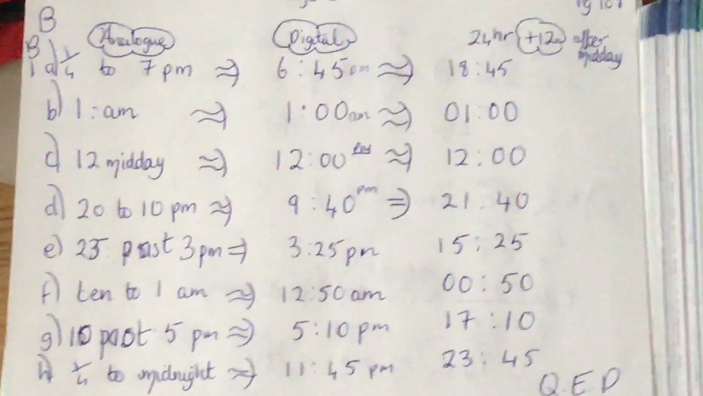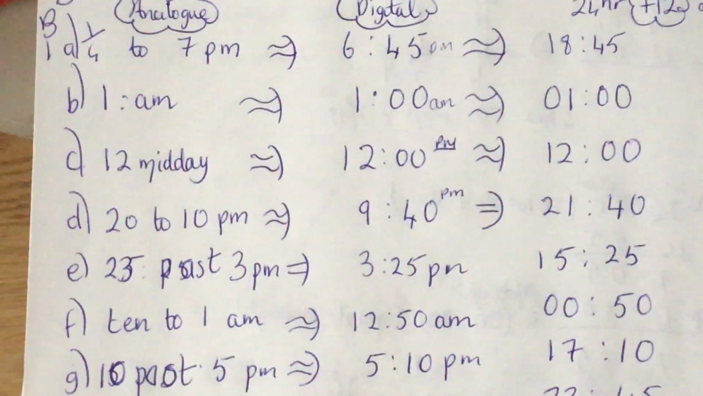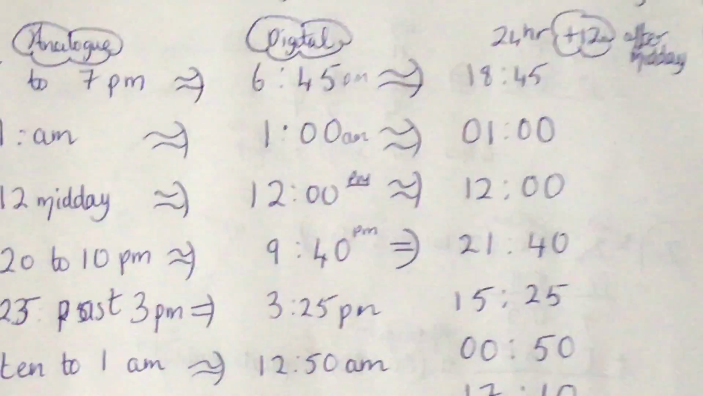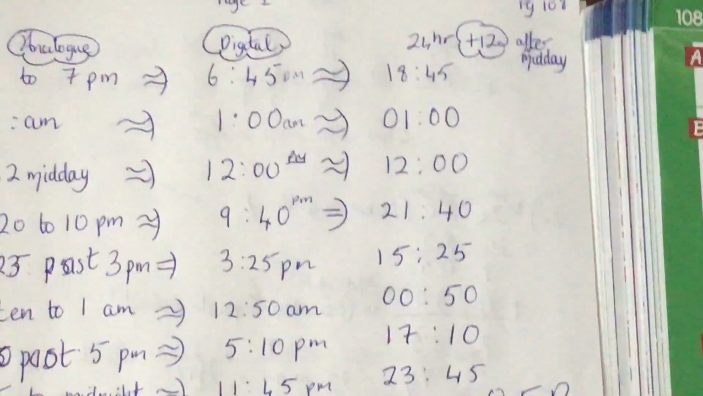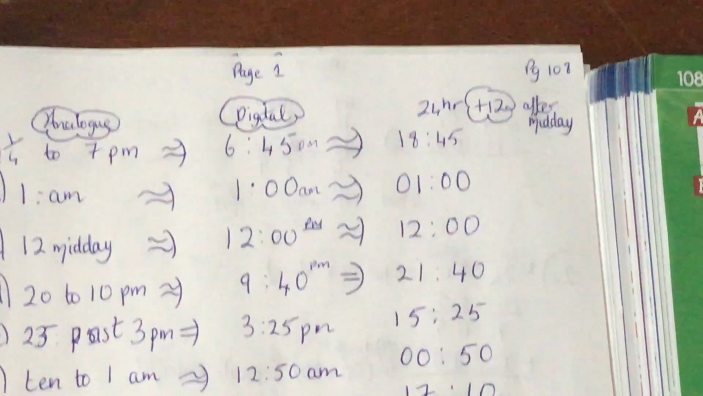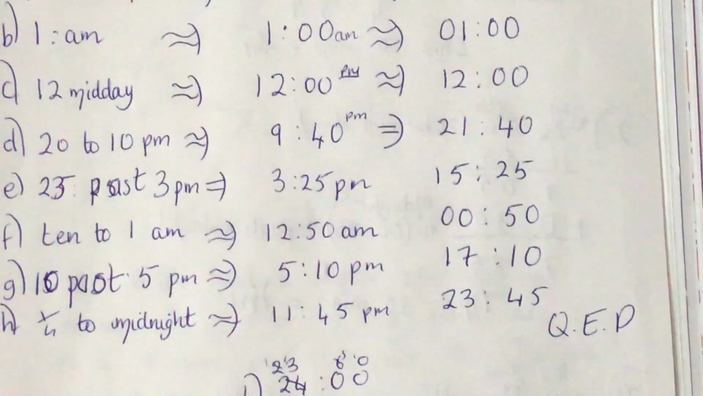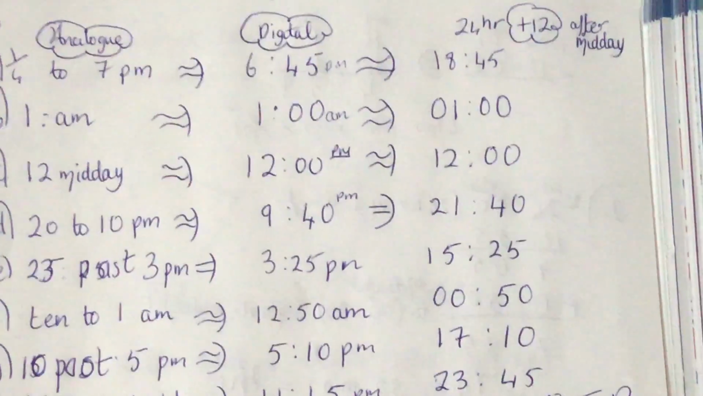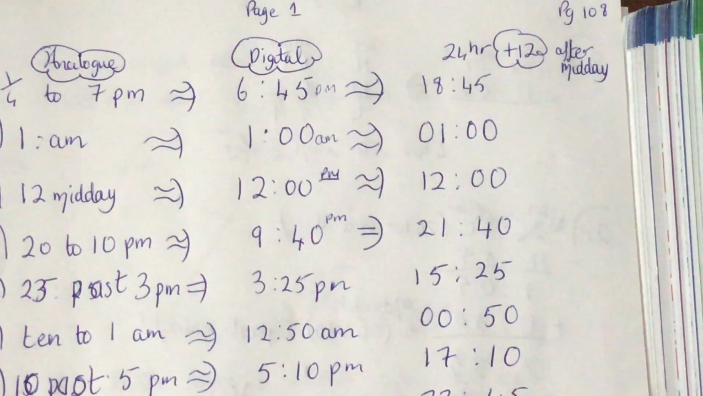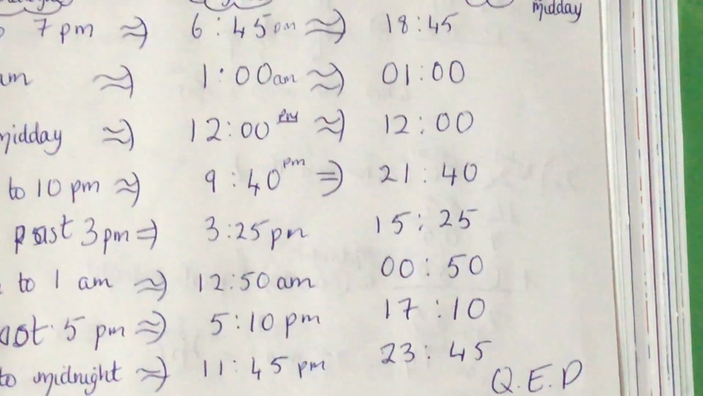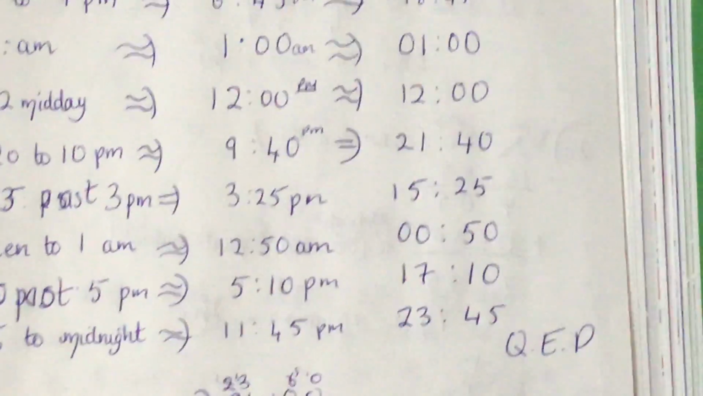Now, 1 o'clock in the morning, I shouldn't have those two dots there, apologies, is 1 AM. And 1 AM in the morning converted into the 24-hour clock is 0100 hours. 12 midday is 12 PM. Okay, 12 midnight is 12 AM. And when we convert it, it's just 1200 hours.